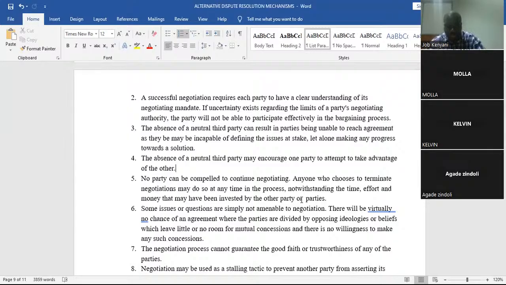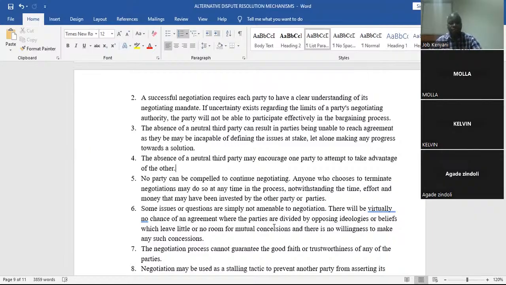Some issues or questions are simply not amenable to negotiation. There will be virtually no chance of an agreement where the parties are divided by opposing ideologies or beliefs. You can't change their beliefs. Where Agande comes from, they have their own beliefs about men. Where Kevin comes from, they have their own beliefs about women. They have already taken a position, so trying to change their mind is not very easy.